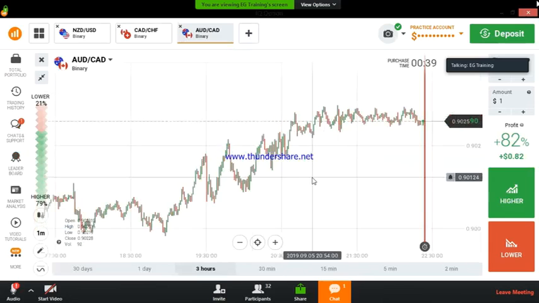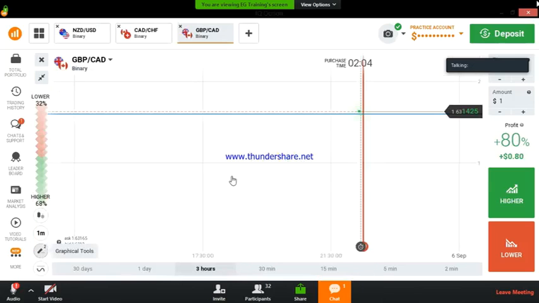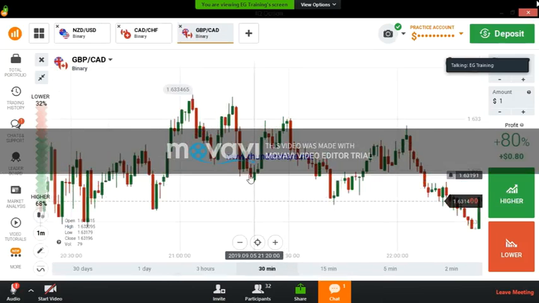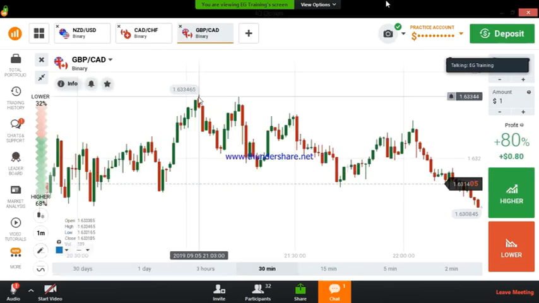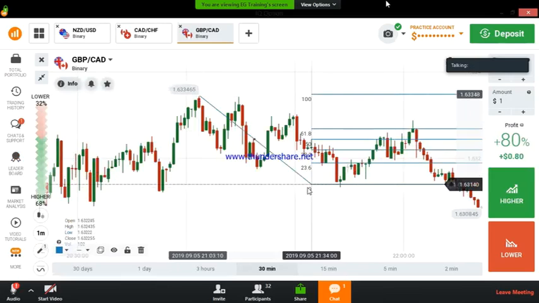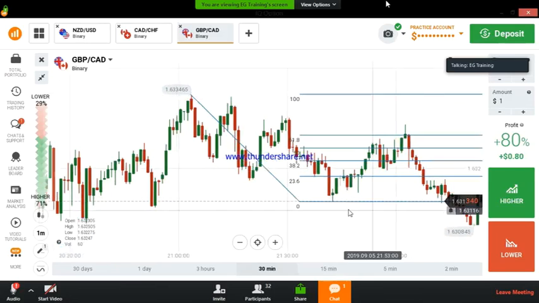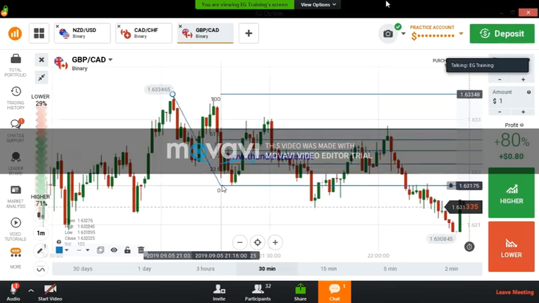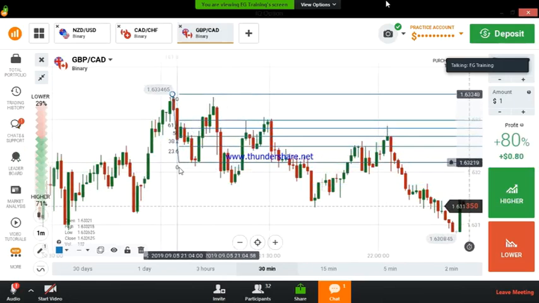If you want to draw a strong level, you can draw it with the Fibonacci tool. If you want to draw the Fibonacci lines, always select higher high to lower low. This is higher high to lower low in a downtrend. In a downtrend, always select higher high to lower low. This is the higher high and lower low, and you can select this lower low too. It's not a matter.